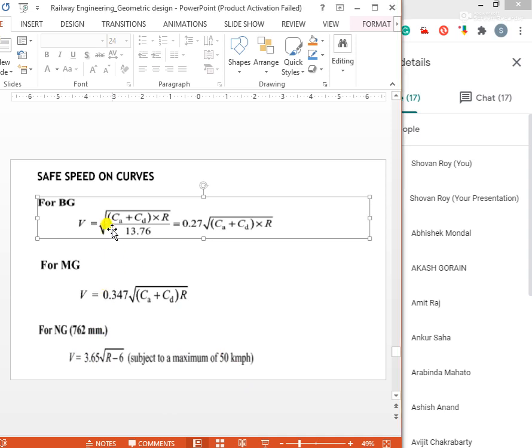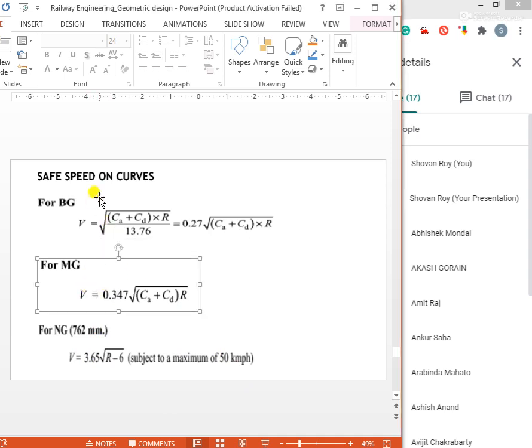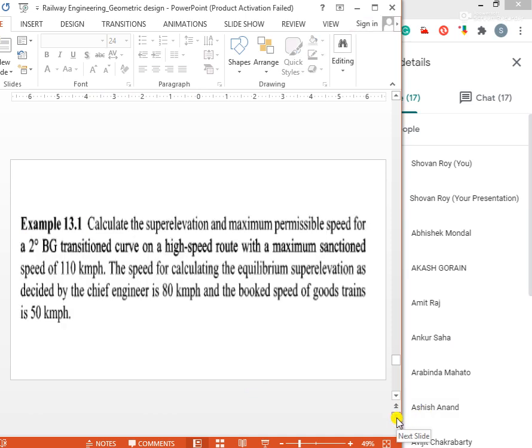But these two things are necessary. Actually, problems will come based on these two, for broad gauge and for meter gauge. Okay, we have one numerical. Please write this numerical.